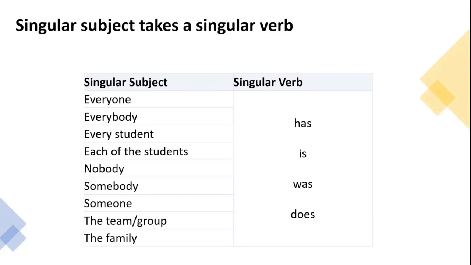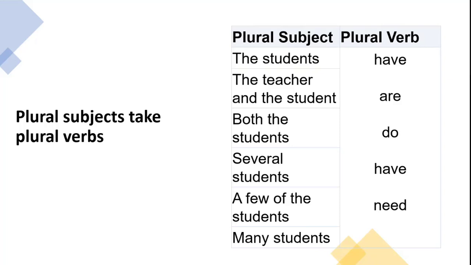And you will see here, when it comes to singular subjects like everyone, everybody, every student, you mostly use the singular verb. Everybody has, every student has, nobody was, someone is, the group was, the family is, because these are considered singular subjects. Then these are considered plural subjects, so the verb will be plural. The students have, the teacher and the student have, both the students have, several students have, a few of the students have, many students need, right?